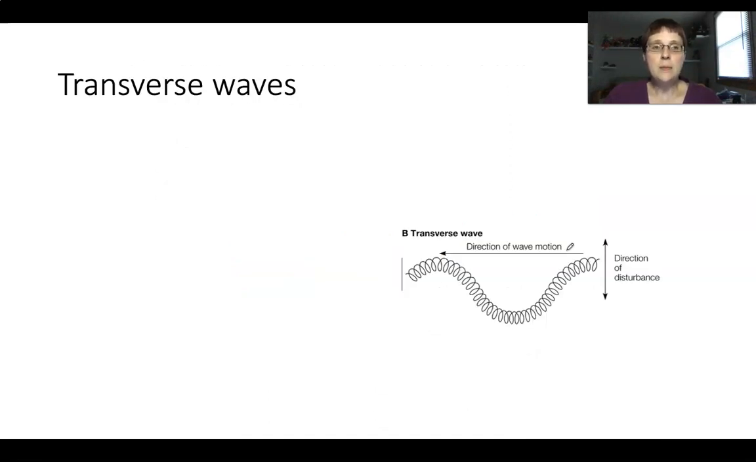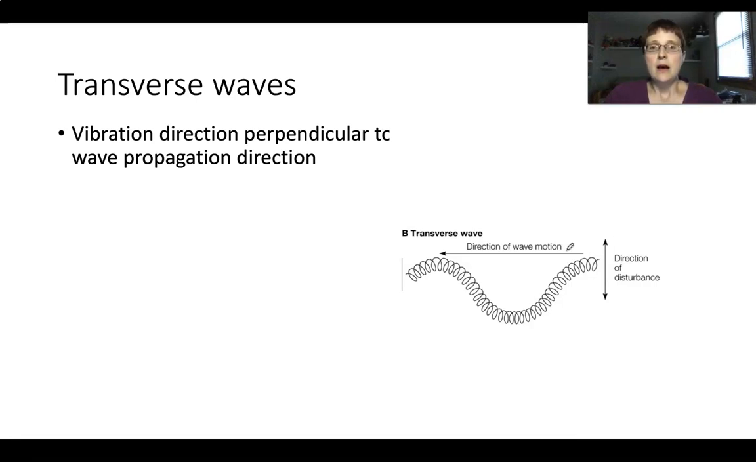All right, so let's talk about types of waves, because there's more than one type of wave. So we have transverse waves. Here, the vibration direction is perpendicular to wave propagation. So what do we mean? So here, the direction of the vibration is up and down, and the wave motion is forward and back. So that's what we mean by perpendicular. So the waves are going up and down while the actual motion is going back and forth.